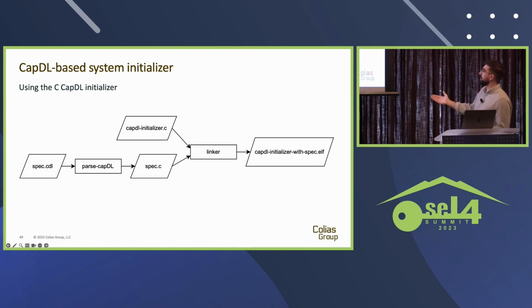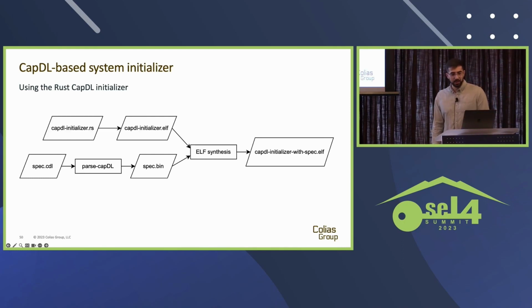And then we get the initializer with the spec. The Rust CapDL initializer in this repo supports that usage mode, which is great for code size, for just limiting the resources consumed by the root task. But it also supports one like this, where you compile the initializer, maybe a long time ago, and then you serialize the CapDL spec, and then you combine the two using a technique that I'll call ELF synthesis, and then you get your image that you actually run.